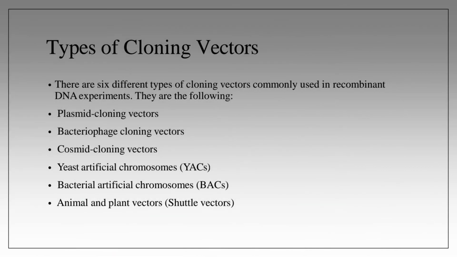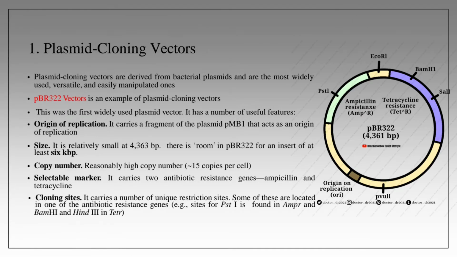Types of cloning vectors. There are 6 different types of cloning vectors commonly used in recombinant DNA experiments. They are the following: plasmid cloning vectors, bacteriophage cloning vectors, cosmid cloning vectors, yeast artificial chromosomes, bacterial artificial chromosomes, and animal and plant vectors. Number 1, plasmid cloning vectors. Plasmid cloning vectors are derived from bacterial plasmids and are the most widely used, versatile, and easily manipulated ones.